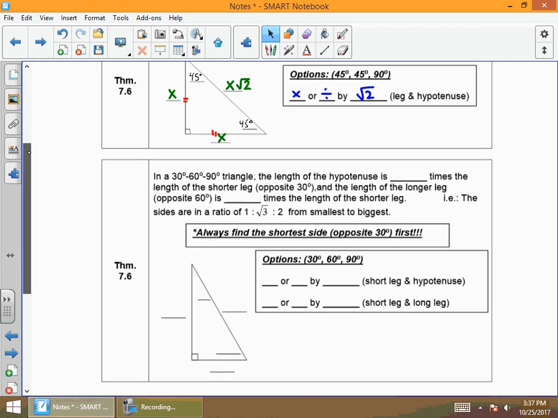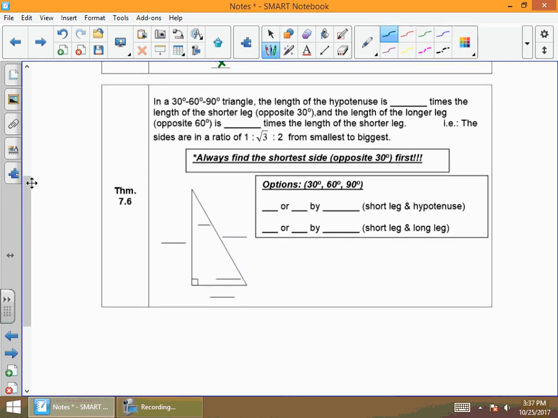The other special type is a 30-60-90. In a 30-60-90, I have a 30-degree angle, a 60-degree angle, and a 90-degree angle. In a 30-60-90 triangle, the length of the hypotenuse is 2 times the length of the shorter leg, or the leg that's opposite of 30. So what does that mean?